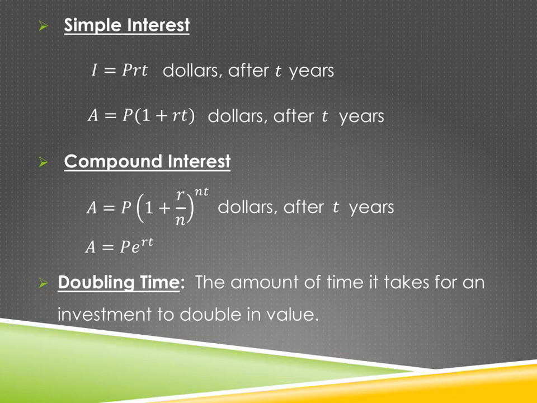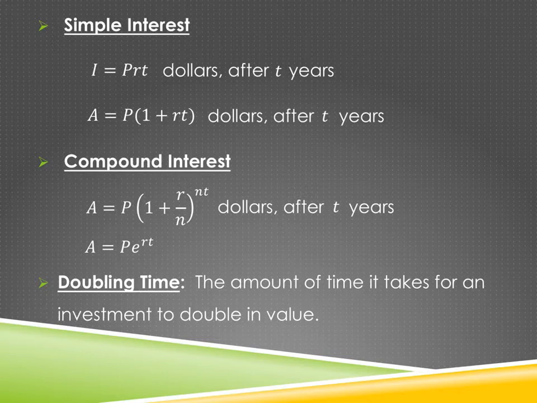This is the amount of dollars after T years. I'll define what all these letters represent in a moment. The second one is A equals P parenthesis 1 plus RT, dollars after T years. And then compound interest, there's two formulas here. One of them is A equals P 1 plus R over N to the NT, dollars after T years.